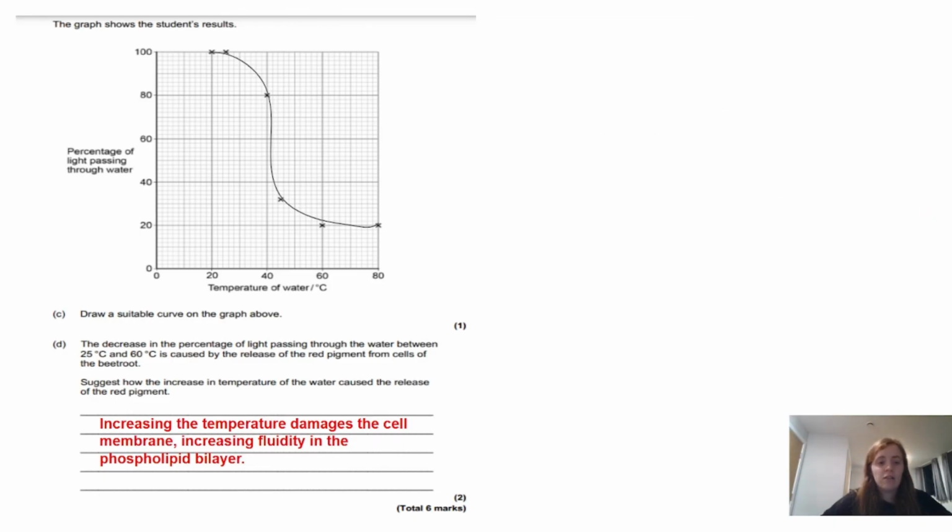And obviously your explanation, that increases the fluidity in the phospholipid bilayer. The reason why I've not put it increases the permeability is because it doesn't say suggest and explain. If it said suggest and explain, I'd say that increasing the temperature damages the cell membrane, so the membrane is more permeable. It just says suggest and it's 2 marks, so I've kind of put 2 different things there. Increasing the temperature damages the cell membrane, increasing fluidity in the phospholipid bilayer.